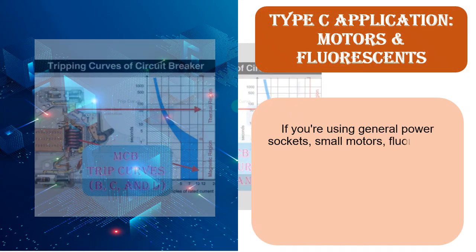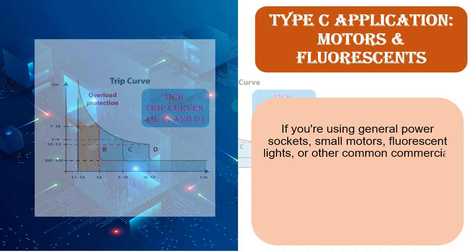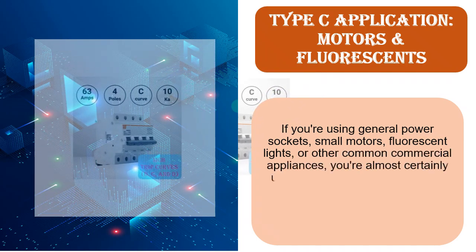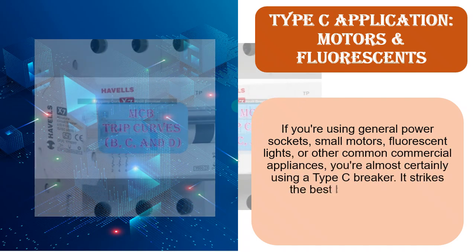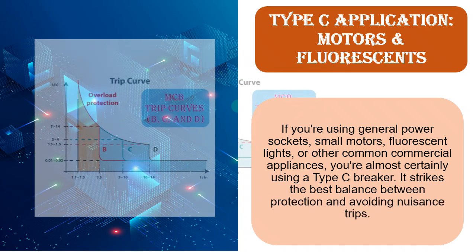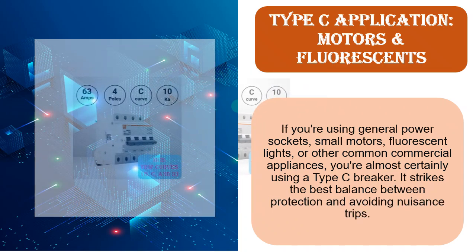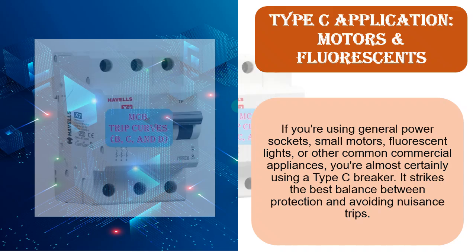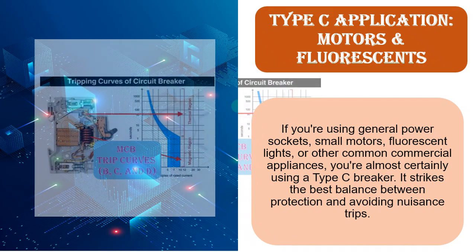If you are using general power sockets, small motors, fluorescent lights, or other common commercial appliances, you are almost certainly using a Type C breaker. It strikes the best balance between protection and avoiding nuisance trips.